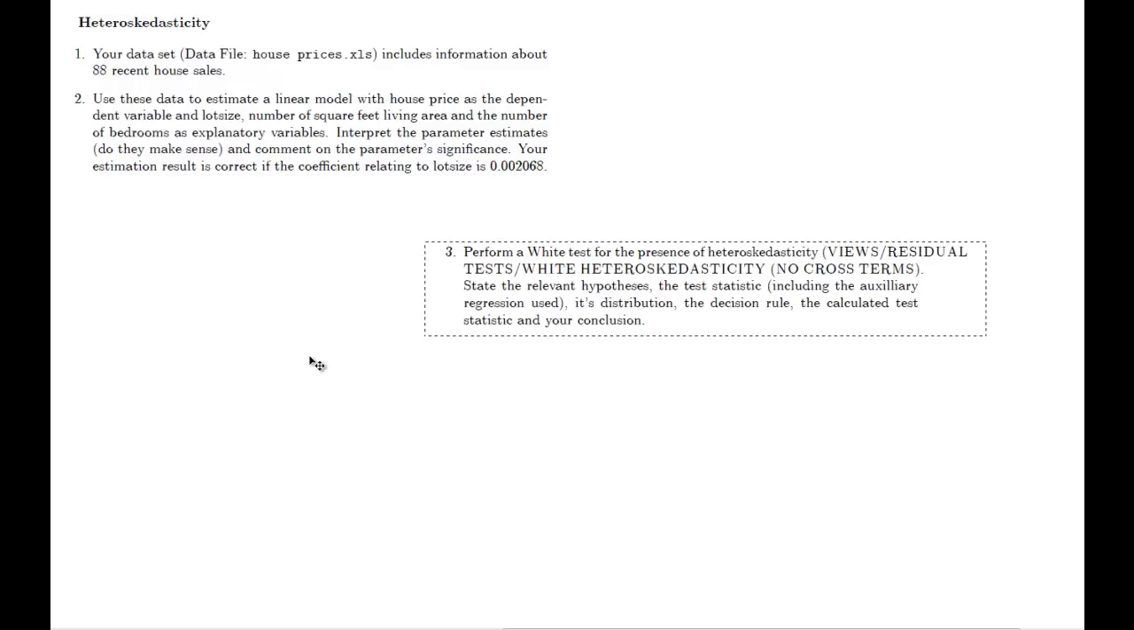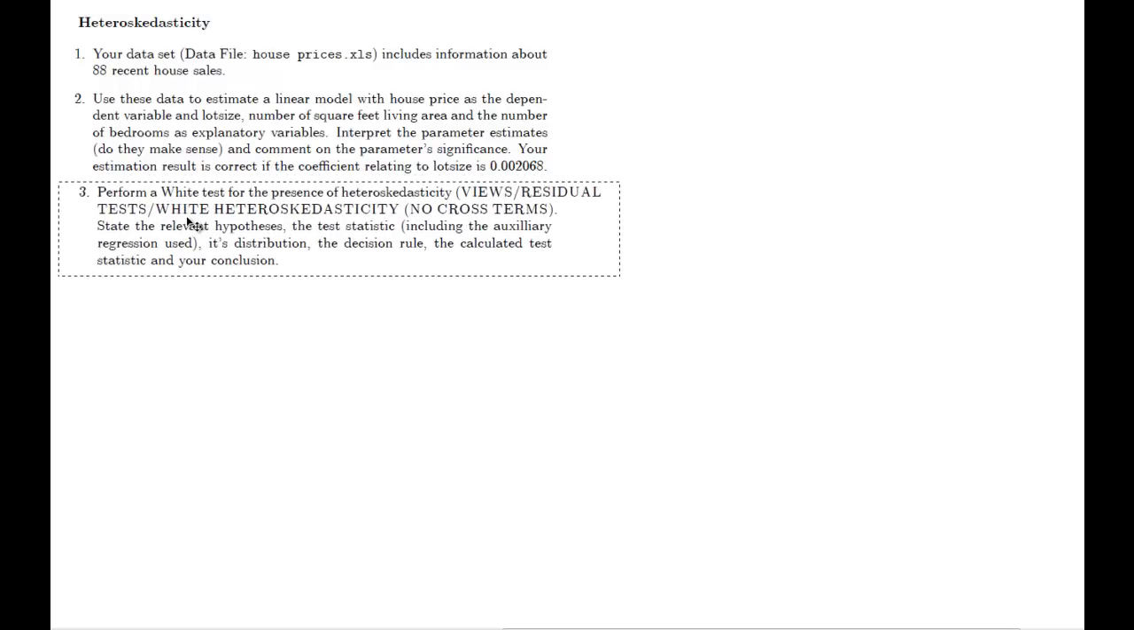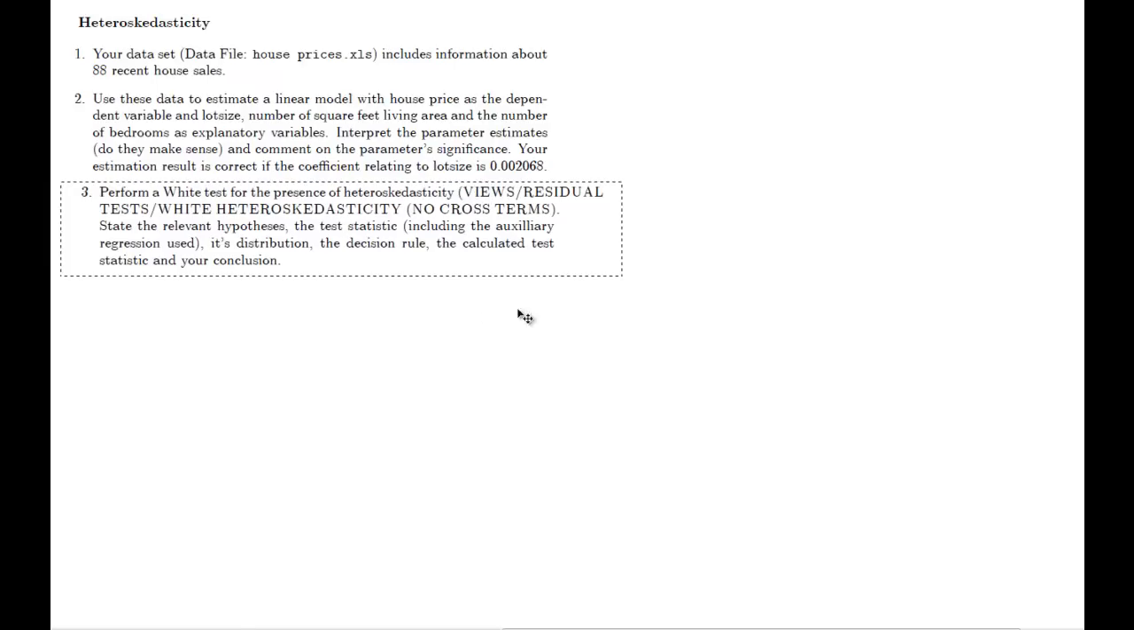So that was 2 we've done. Okay, we've done 2 already. So let's see what we are meant to do next. 3, perform a test for the presence of heteroscedasticity. So remember what the test is going to do.